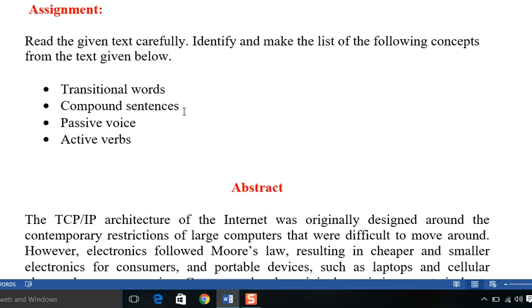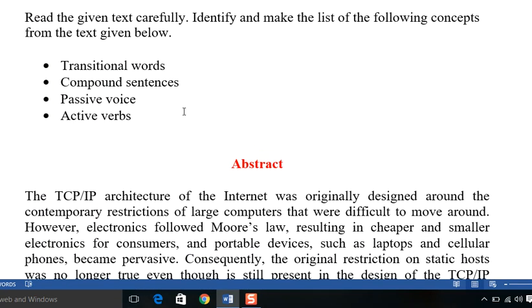Compound sentences: read the sentences carefully, pick out the compound sentences and write them in your compound sentences section. Similarly, read and pick out the passive voice sentences and write two, three, whatever number of sentences you are able to. Fine.